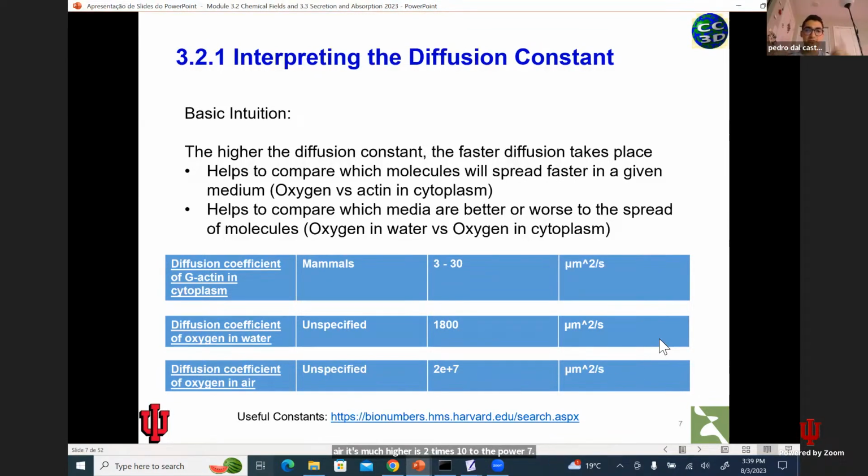So it's completely different, the ratios, depending on the medium you are in, and depending on the size of the molecule, for example. So G-actin is a protein, it's much larger than oxygen, so you would expect it to have a lower diffusion constant, okay? So this is the most basic intuition about the diffusion constant. The higher the diffusion constant, the faster diffusion will take place.